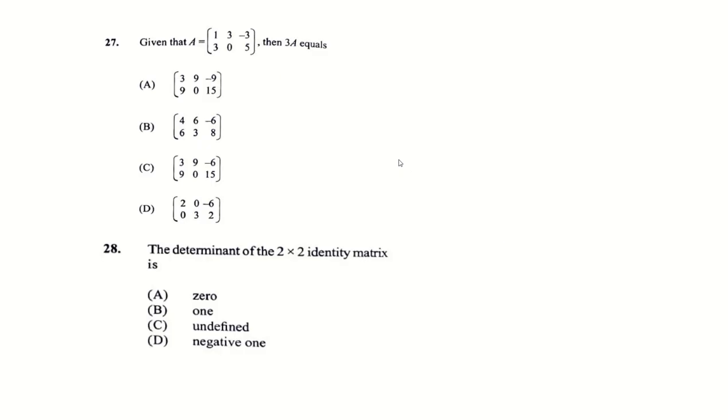Right, let's start this question. Given that A is this, then 3A is equals to, we know that 3A would mean that we have to multiply 3 by each element. 3 by 1, 3 by 3, 3 by minus 3, 3 by 3, 3 by 0, and 3 by 5. So it's 3, 9. So you're looking for something like 3 and 9, right? 3 3s are 9, so you're looking for negative 9. So we're looking for 3, 9, and negative 9. The only one is A.